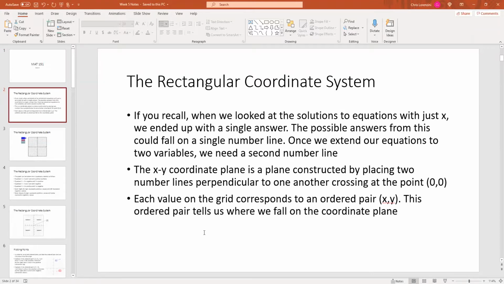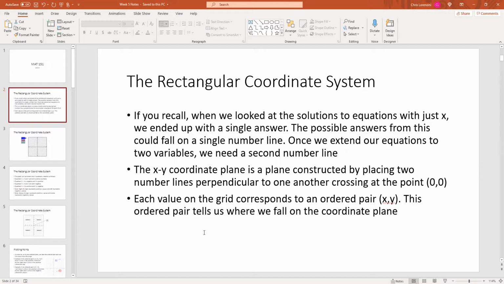So, rectangular coordinate system. Back in week 1, we looked at solutions to equations with just one variable in it, the x variable, right? So we were able to solve the equation for x. Sometimes we have equations in multiple variables. If we think about our solutions in x, we end up with solutions that could fall on a single number. Right, if my solution is x equals 3, I can plot that on a number line.